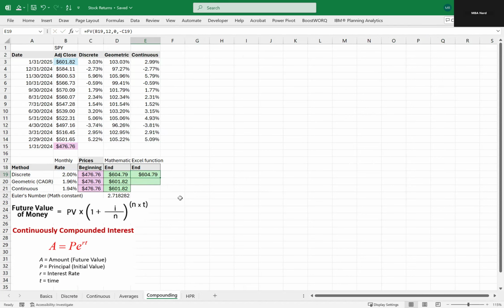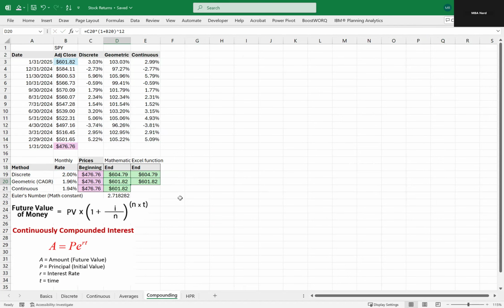Enter 60479. So it's doing the same thing as the manual calculation that we did here, just in an Excel function. And then if I copy this and paste it here, we get the same thing. It's just doing the same thing that we did here.